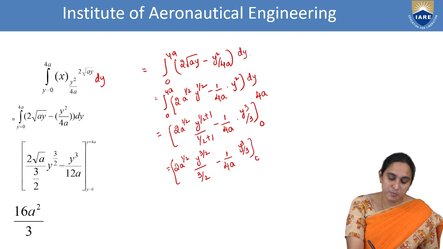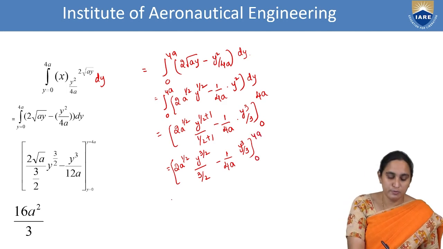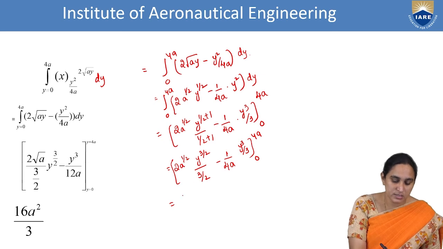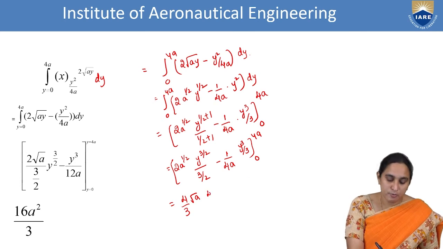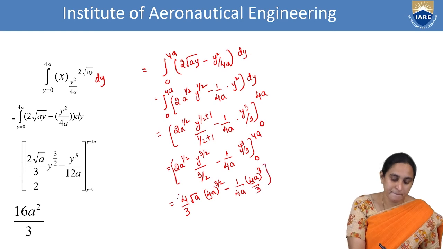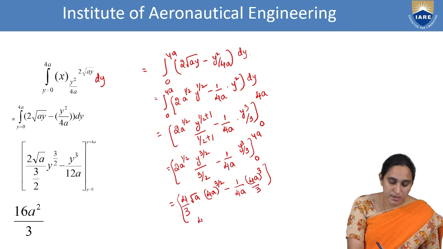Then substitute the limit points here, 0 to 4a. Here I am taking the reciprocal of that. That is 4 by 3 into root a into the upper limit point of y as 4a power 3 by 2, minus 1 by 4a into 4a whole cube by 3.